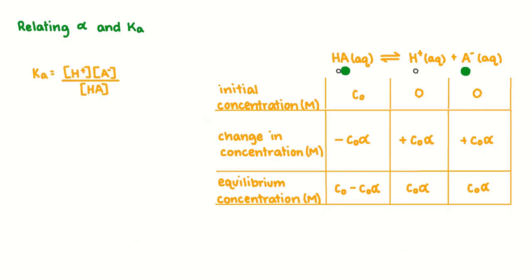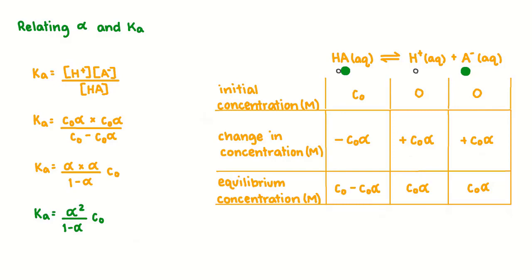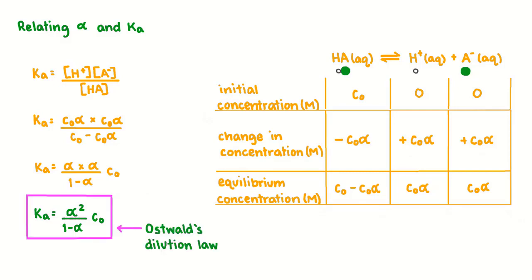We can substitute these equilibrium concentrations into the Ka expression. We can simplify the expression by factoring the initial concentration and by combining the degrees of dissociation. We are left with the following expression, which allows us to relate the acid dissociation constant and degree of dissociation for any initial concentration. This is known as Ostwald's dilution law, and it can be applied to any dissociation constant, not just acid dissociation constants.